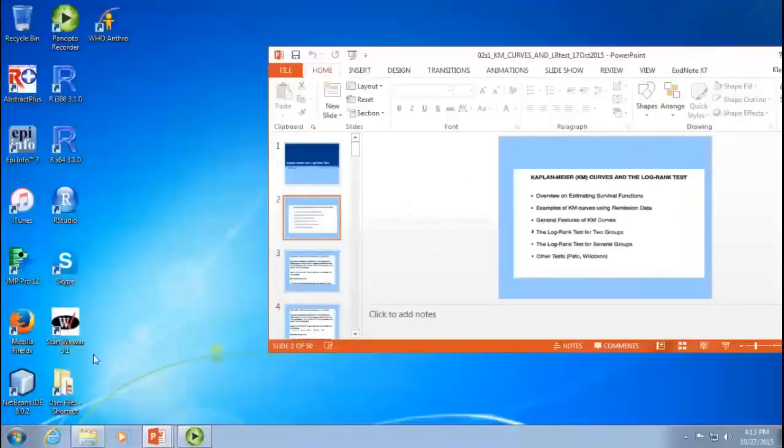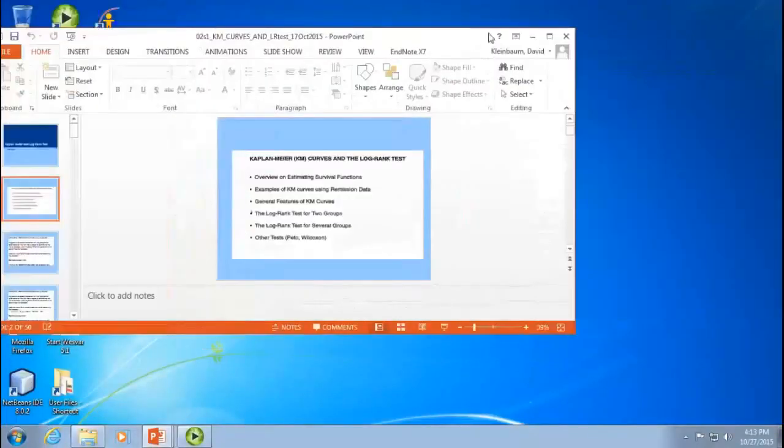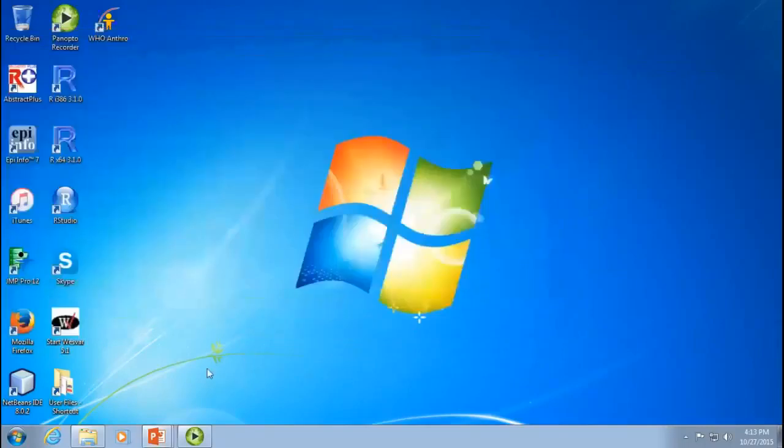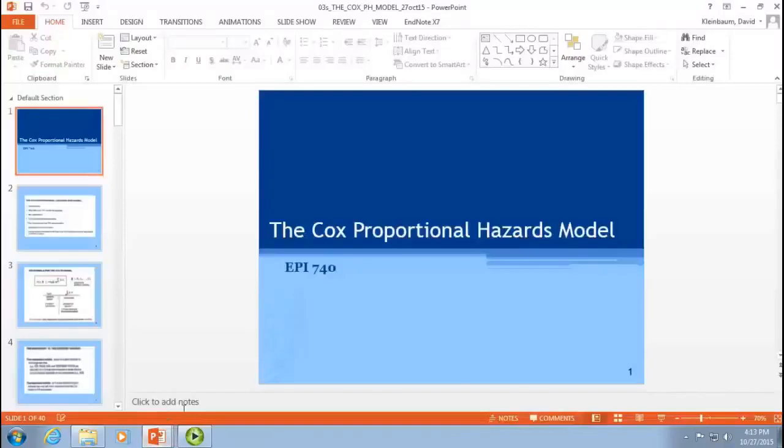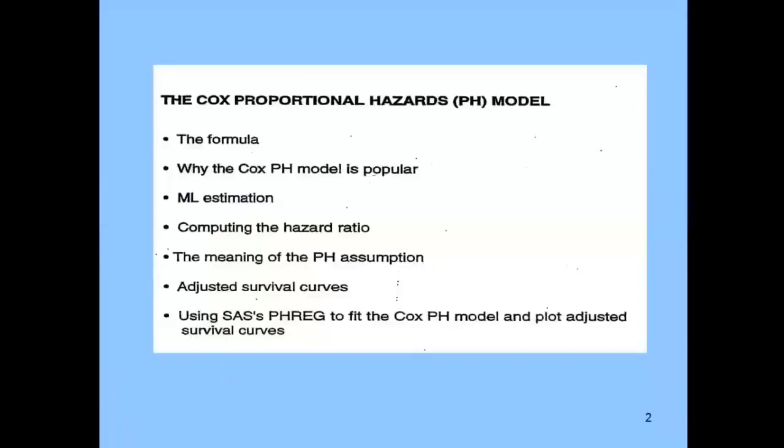So let's now talk about the Cox model. That's the subject of today. And here we go. It's the Cox proportional hazards model. Okay. And there is another form of the Cox model called the extended Cox model that doesn't satisfy this so-called proportional hazards assumption. So we have to talk about what we mean by proportional hazards today.